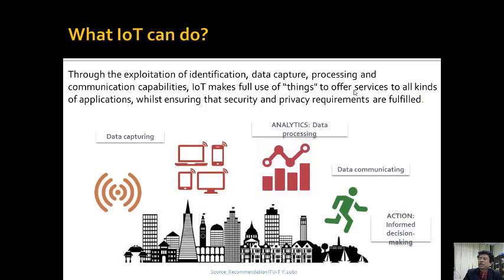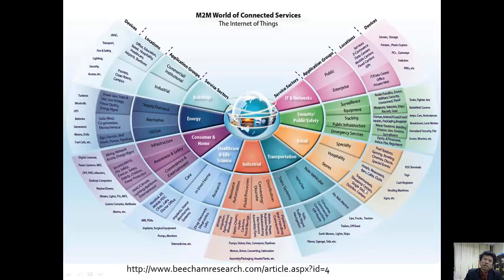So we have the data capture from various sensors, and we analyze this data and communicate it between devices, and we can take appropriate or intelligent decisions. The following graphics from Beecham Research depicts how the Internet of Things may interact with various service sectors within public and private sectors and ordinary consumers.